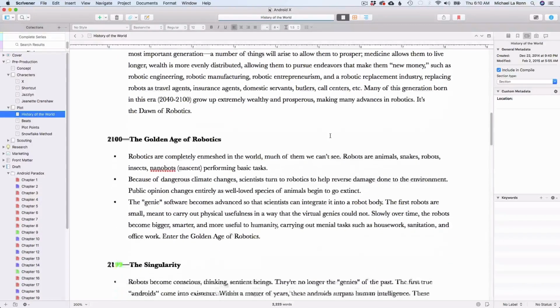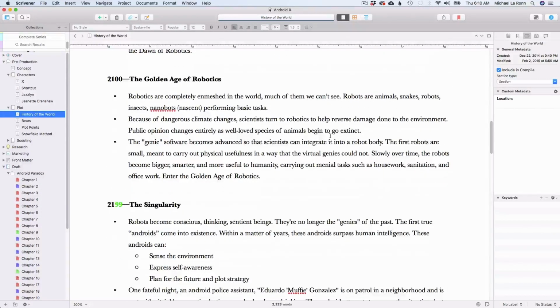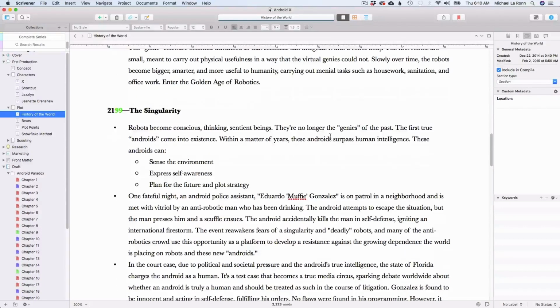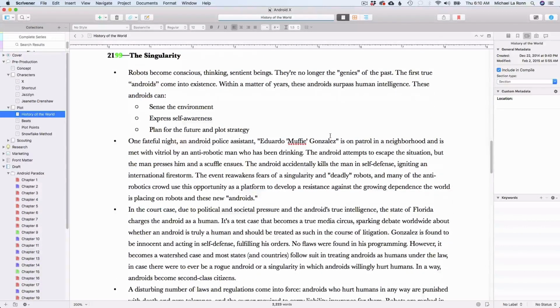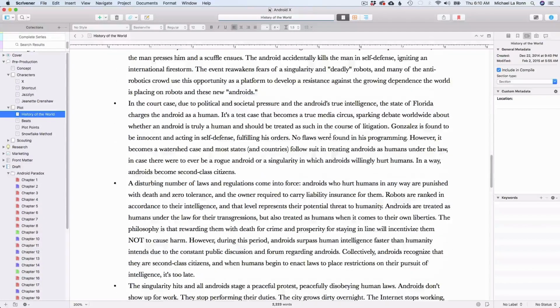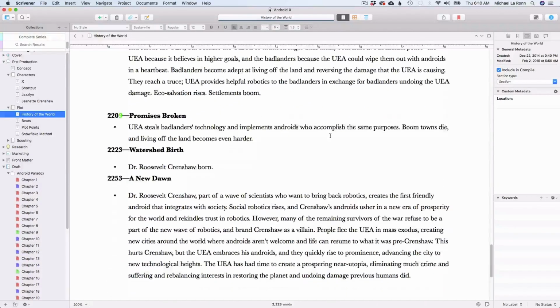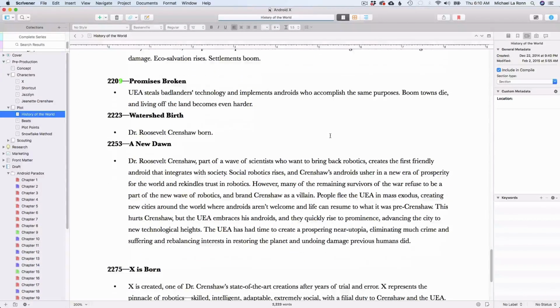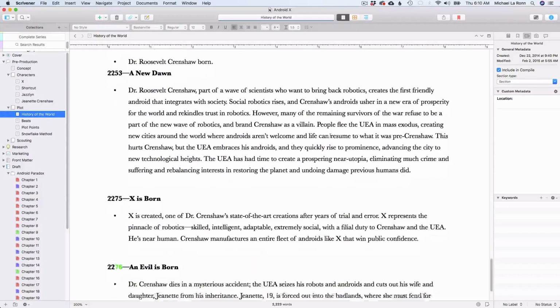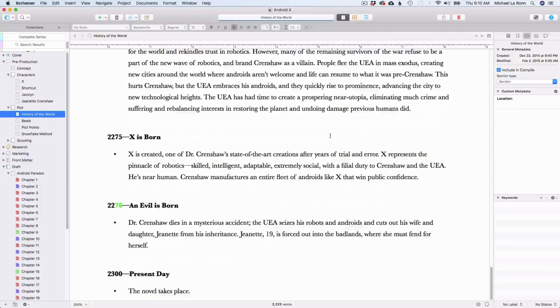And it goes into 2100, which I had to put my thinking cap on for that. And then there's a singularity in 2199 that's pretty important throughout the series, when basically androids almost destroy the world. And then there's what happens after the singularity, and all the way down to the father of androids being born, all the way down to the main character being born, all the way down to 2300, which is the present day. So I find this immensely helpful for science fiction and fantasy. If you're writing a thriller in the modern world, it probably doesn't make a whole lot of sense. But a timeline is something that certainly can help you.